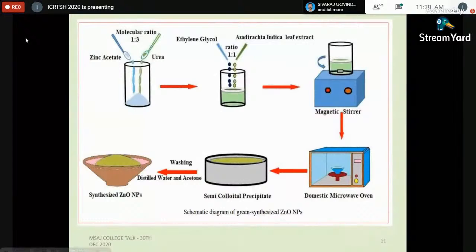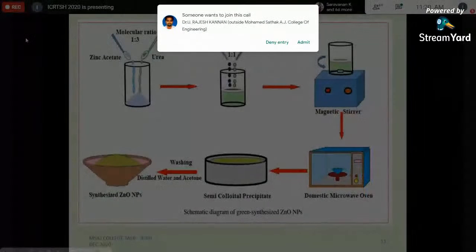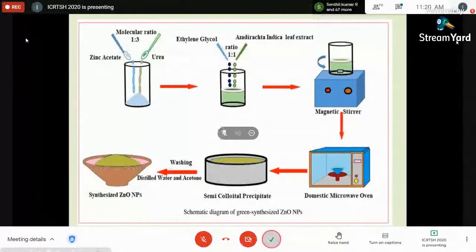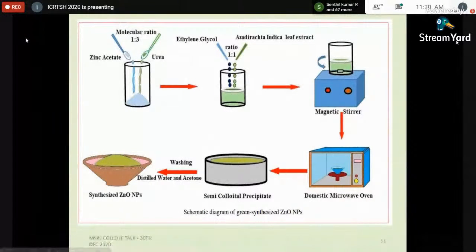This is a method, and exactly the same diagram was published in a Springer journal. So this is an exact representation of ZnO nanoparticles by the green synthesis method. We are utilizing zinc acetate with urea in a 1:3 ratio. We are adding ethylene glycol with Azadirachta indica, that is neem leaf. Then we stirred with a magnetic stirrer. The same material and apparatus are used for growing crystals.